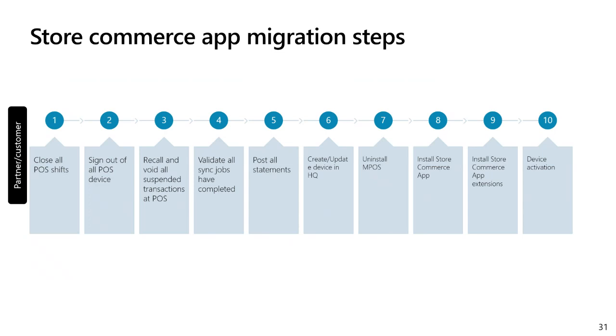After all steps till 5 are completed, we are making the changes to switch the register to the Store Commerce app. For switching the register or device to the Store Commerce app, change the device type, download the Store Commerce base installer from LCS, install the Store Commerce app. The installer is an exe file, and the Store Commerce app can be installed by running the exe file with the install command line switch. So you can also uninstall the Store Commerce app similarly by using the uninstall command.